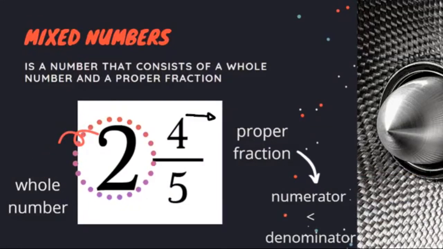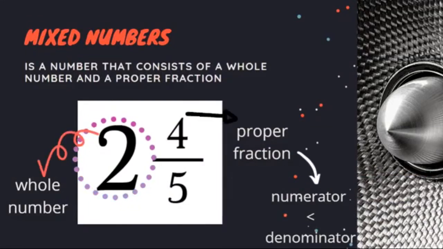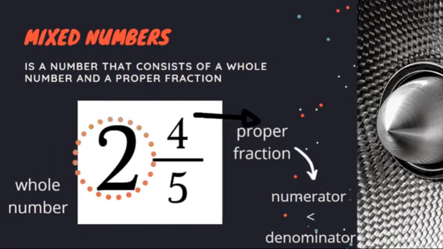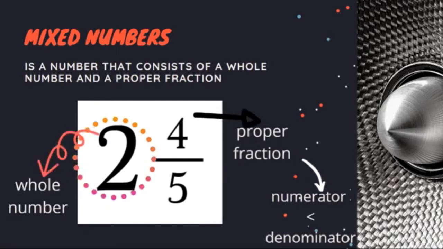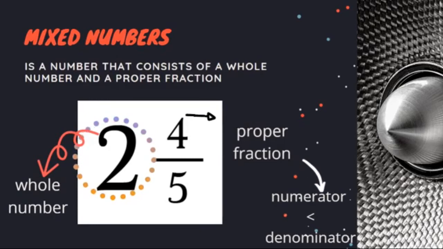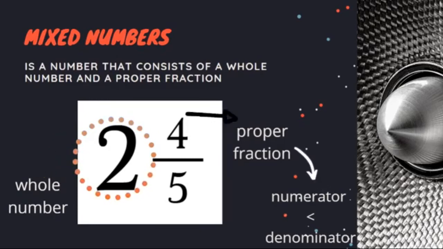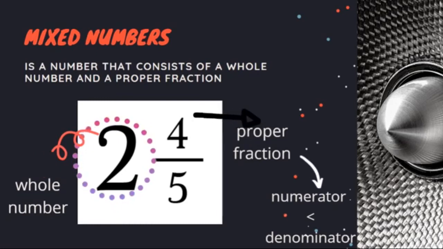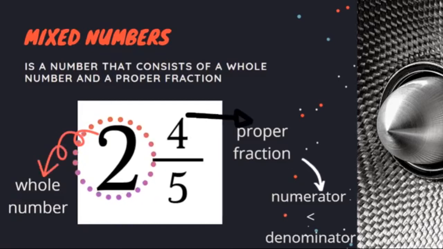Mixed numbers. A mixed number is a number that consists of a whole number and a proper fraction combined. Example, 2 4 over 5. Number 2 is a whole number and 4 over 5 is a proper fraction. How can we say 4 over 5 is a proper fraction? Because 4 over 5 has a smaller numerator than the denominator. 4 is smaller than 5. So if the numerator is smaller than the denominator, we call it a proper fraction.